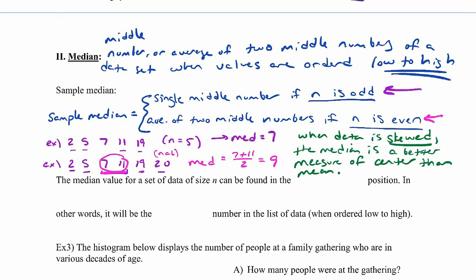If data is skewed, there's typically one or two really high values in the data or one or two really low values that are uncharacteristic. And what happens then is that these one or two unusually large or low values drive the average up or down kind of inappropriately.